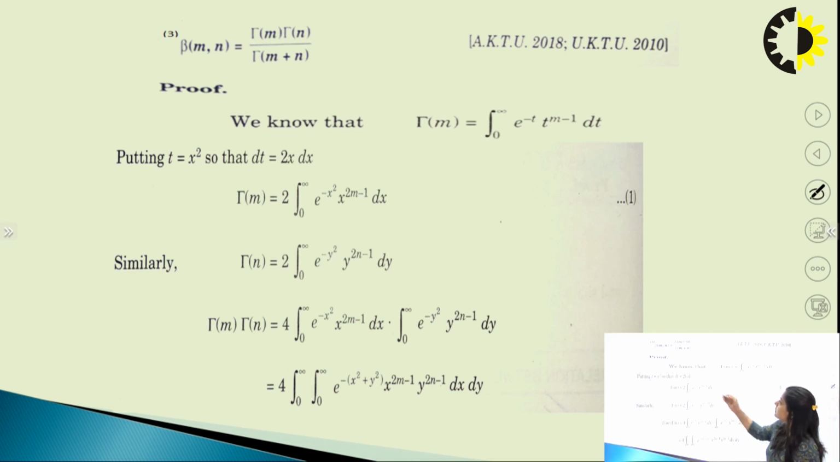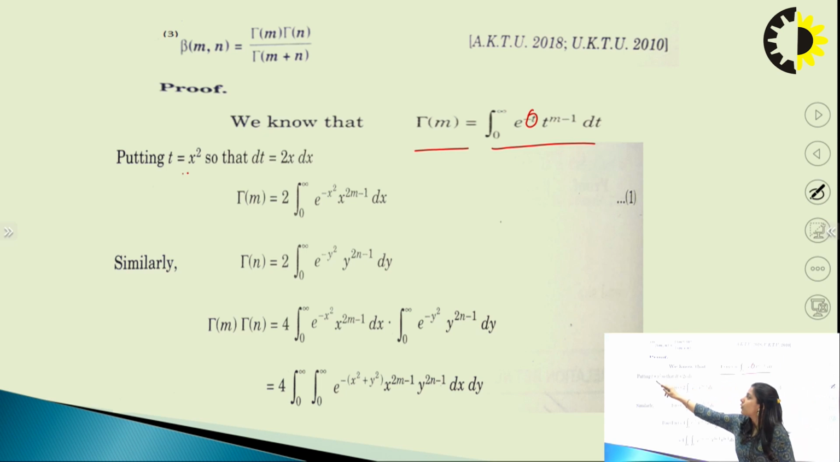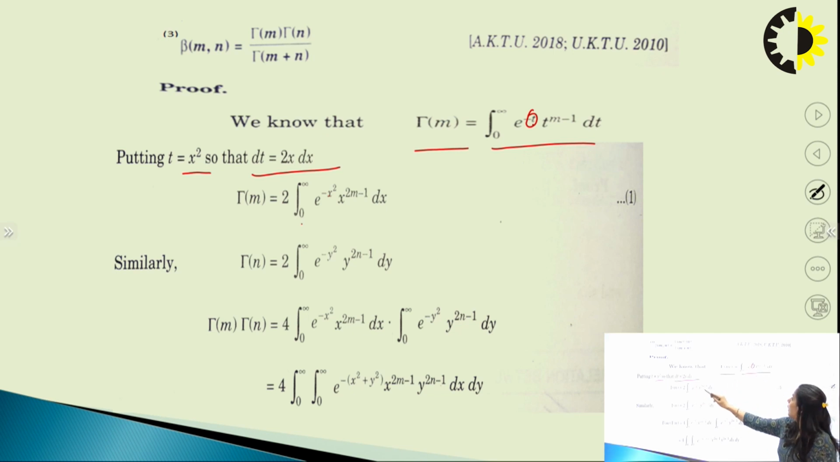Now we will prove this. We already know that by the definition of gamma function, gamma m is equal to integration 0 to infinity e^(-t) t^(m-1) dt. Now we will put t equal to x^2. Now differentiate this, so dt is equal to 2x dx. So gamma m is equal to 2 integration 0 to infinity e^(-x^2), putting t equal to x^2, so x^(2m-1), and the value of dt is 2x dx.